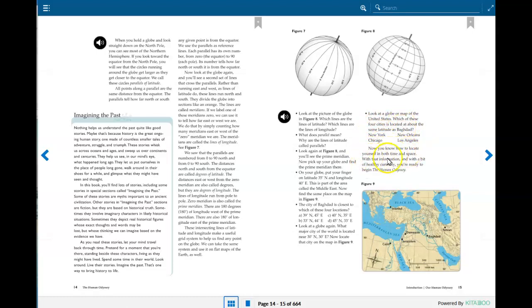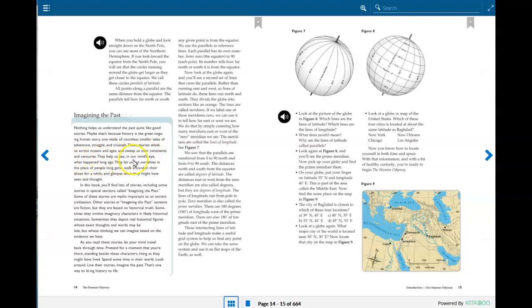Now you know how to locate yourself in both time and space. With that information and with a bit of healthy curiosity, you're ready to begin the human odyssey. And we'll go through this a lot more in class. Now, also imagining the past. Nothing helps us understand the past quite like good stories. Maybe that's because history is the great ongoing human story, one made of countless smaller tales of adventure, struggle, and triumph. These stories whisk us across the ocean and ages and sweep us over continents and centuries.